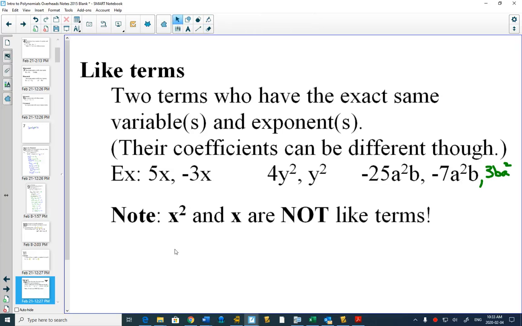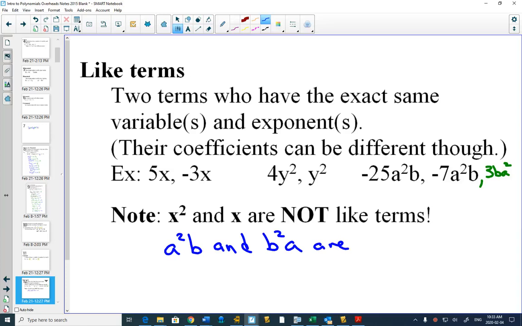Here's a trickier one. A squared b and b squared a, are they like terms or not? Not. They seem close, right? Because they both have a's and b's, and they both have an exponent of 2. But can you see that in this one, the b has the exponent of 2. In this one, the a has the exponent of 2.